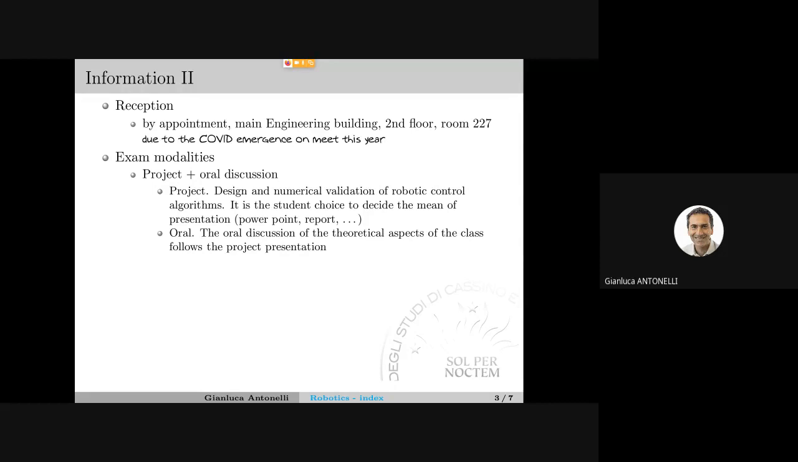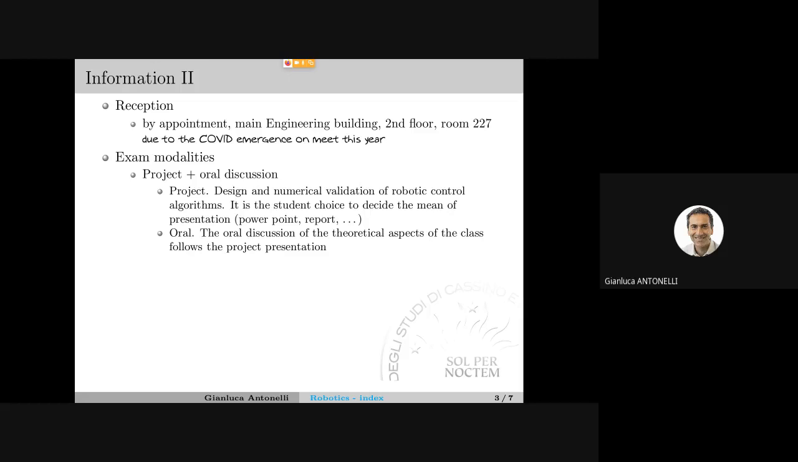The exam, for the students that took Teoria dei Sistemi last year, the idea is pretty much the same. You will have a project, and this project concerns a numerical simulation with MATLAB connected to another software that I will show you. The difficulty is no more than last year from the point of view of programming, even though we will use an additional software.